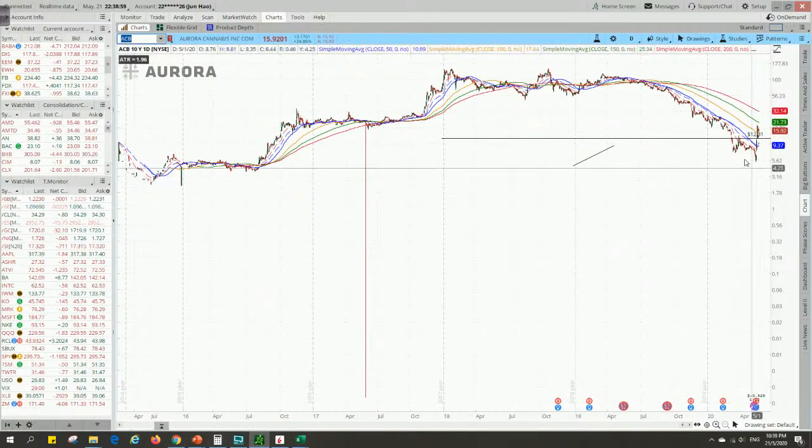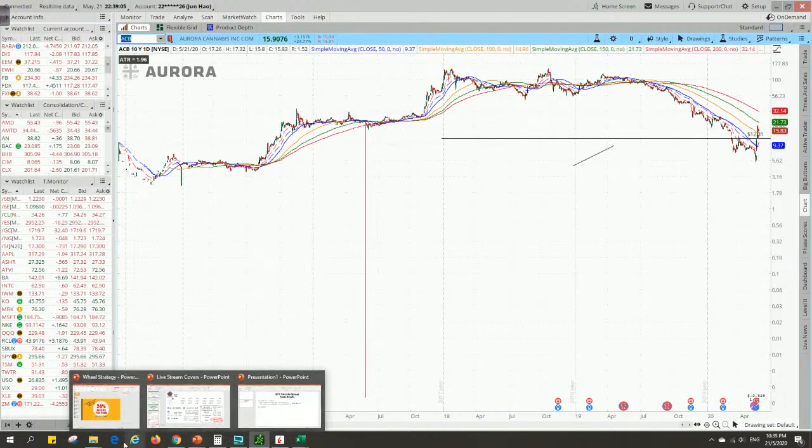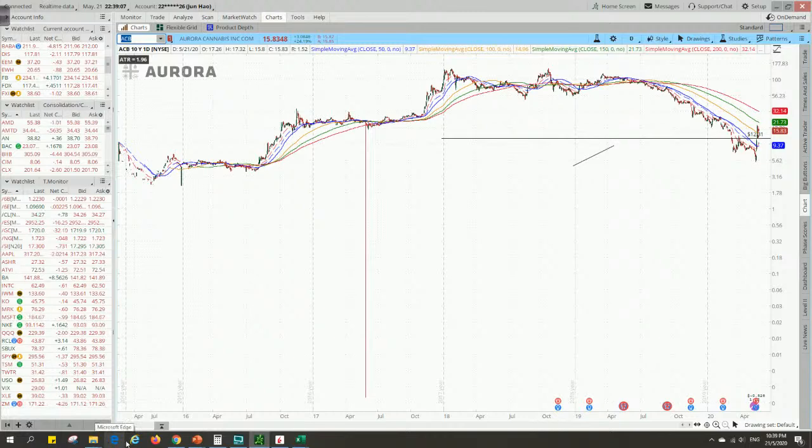ACB recently reverse split their stocks. No wonder my lines are all over the place. Okay, yeah, back to your question, sorry.